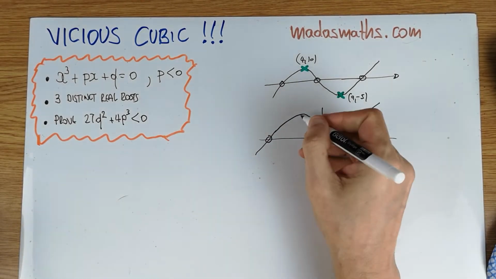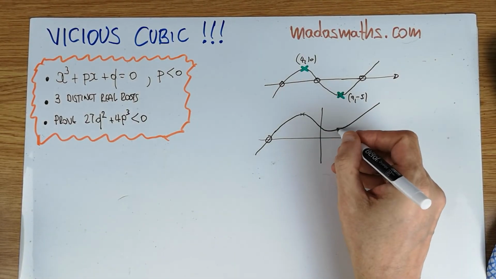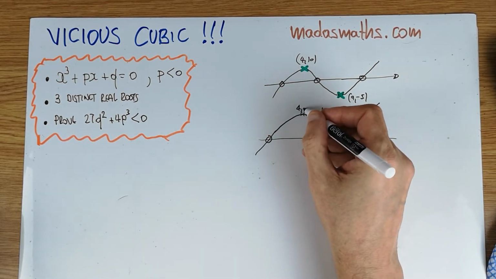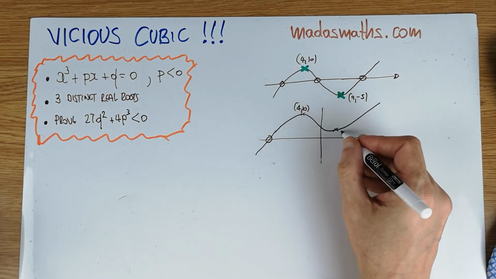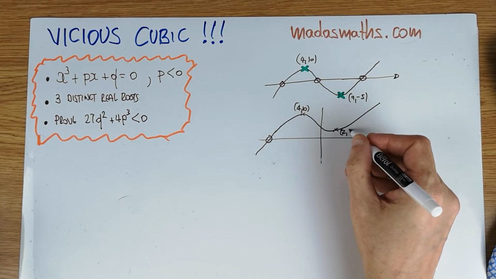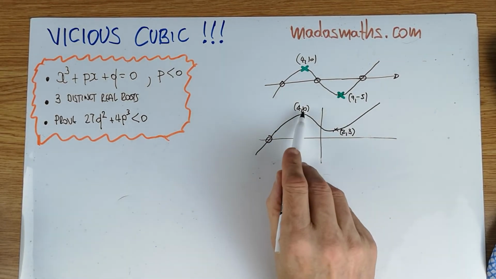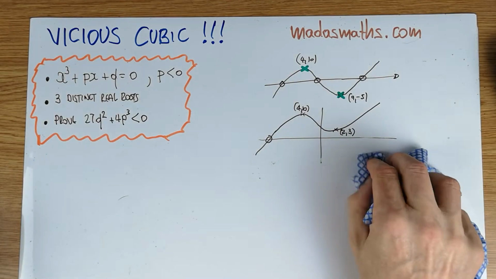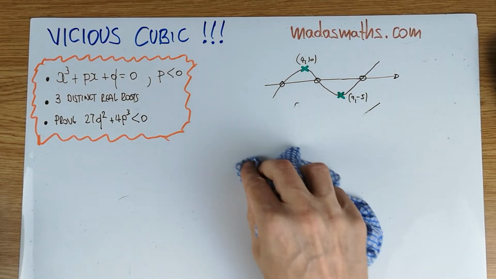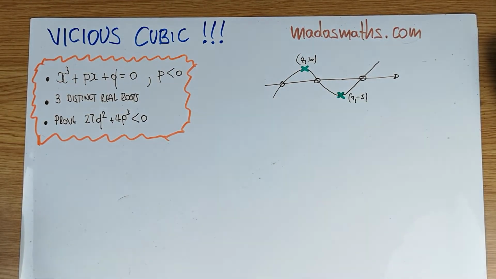Here, for example, that's not true. It's quite obvious it's not true. For example, if that was a 4, 10 again, and this was, I don't know, a 2, 3, they have the same sign because both of these are above the x-axis. So this is what this question is all about. It's about stationary points. It's about differentiation and some kind of not so nice algebra, perhaps.